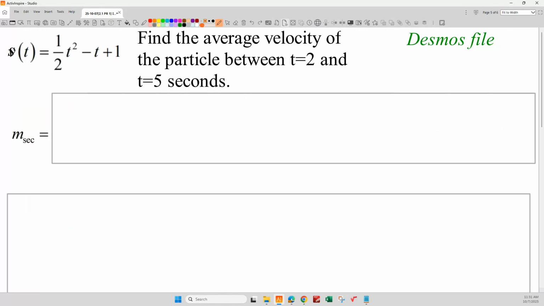Okay, so let's just try some actual physics problems. Let's find the average velocity of this particle described by this motion here. That's supposed to be s of t. I don't know why it's all jumbled up there, but let's fix that. It's giving us a position function. So what does that mean?